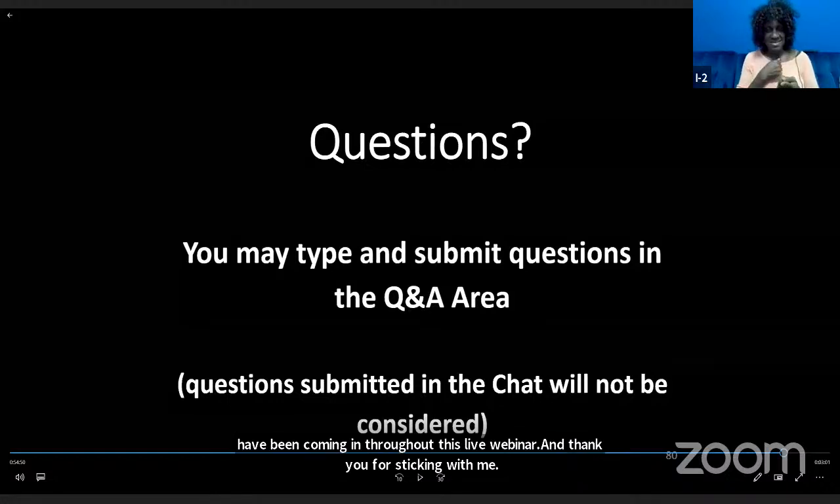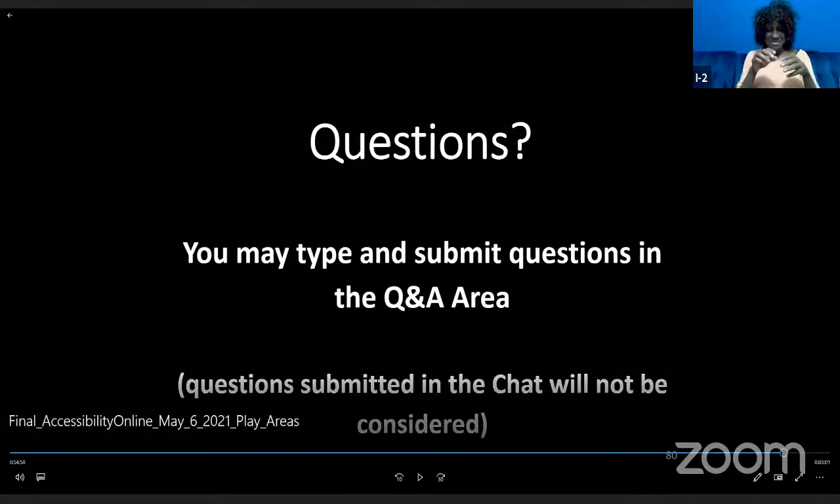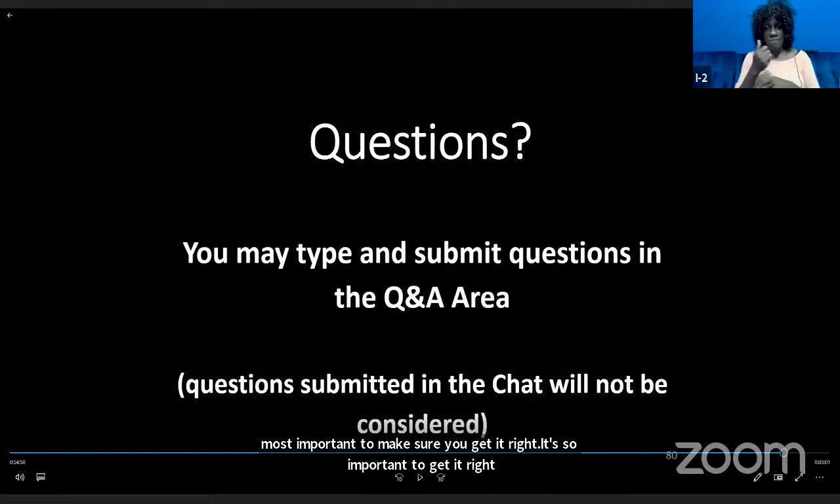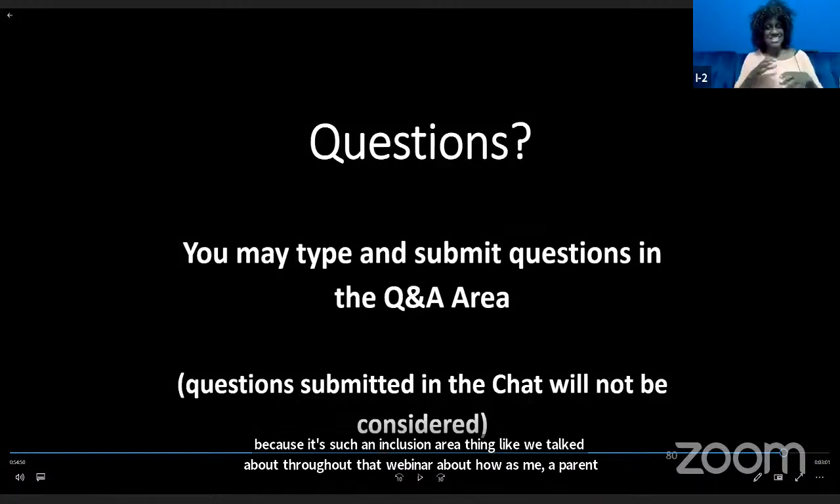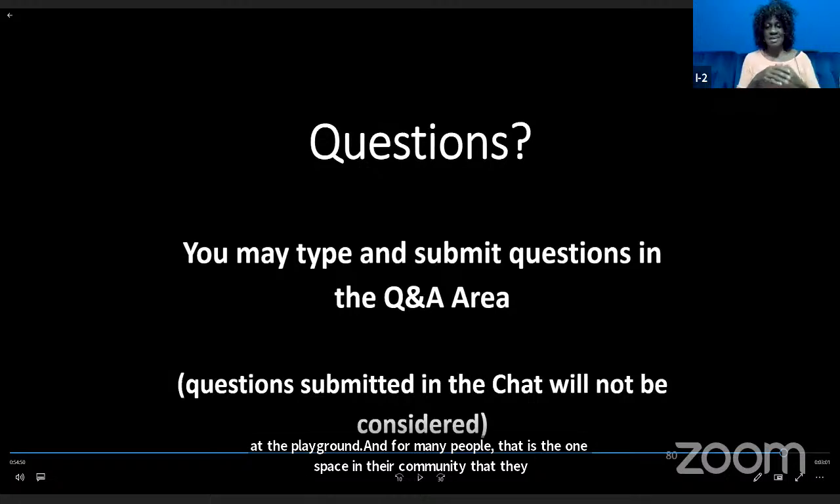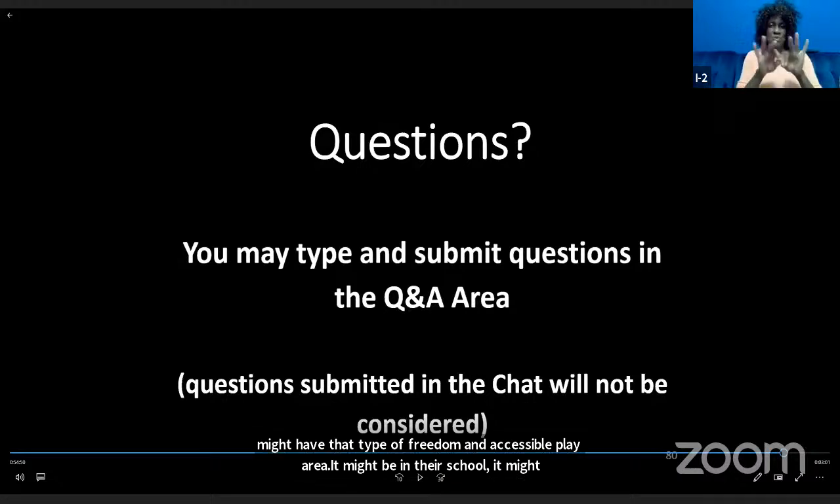As I said early on, I really believe that this facility type is one of the most important to make sure you get it right. It's so important to get it right because it's such an inclusionary thing, like we talked about throughout that webinar, about how, as me, a parent with a disability, the opportunity to participate and play with and be a part of what's going on at the playground. And for many people, that is the one space in their community that they might have that type of freedom, an accessible play area. And it might be at their school, it might be in their community, but so important of an area to make sure that's accessible.